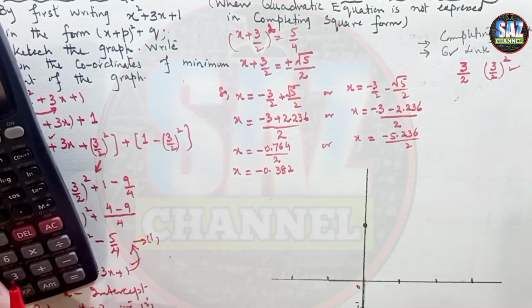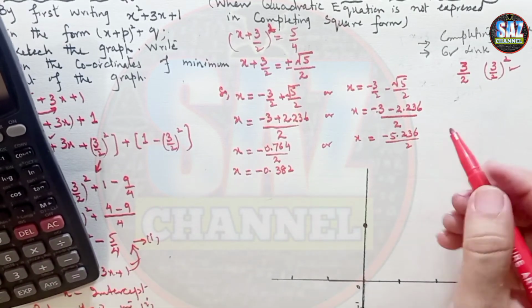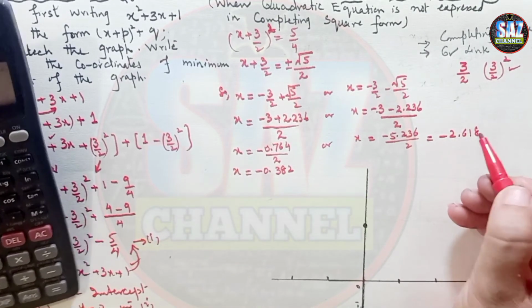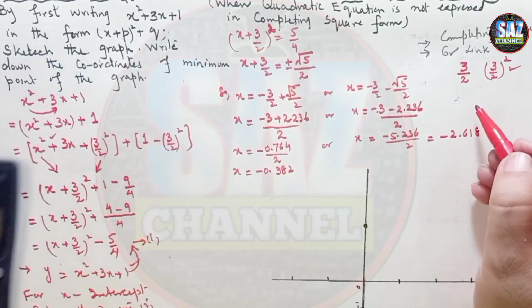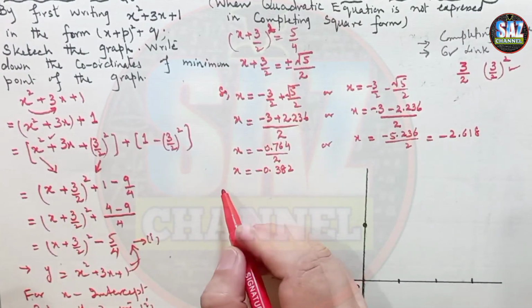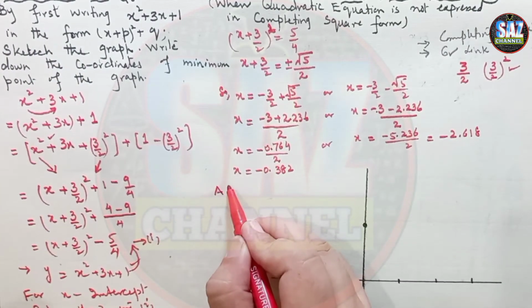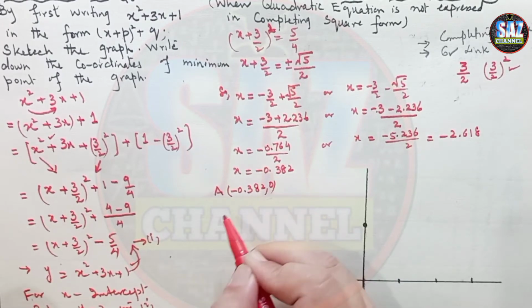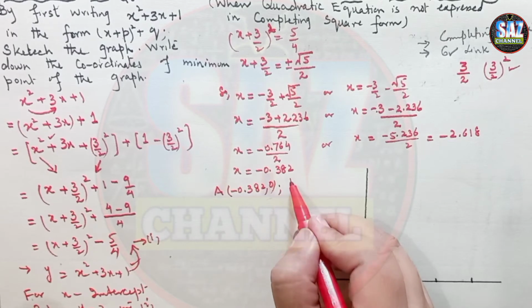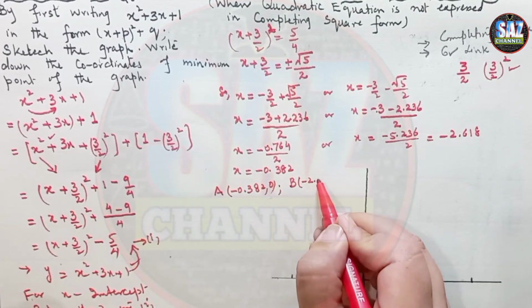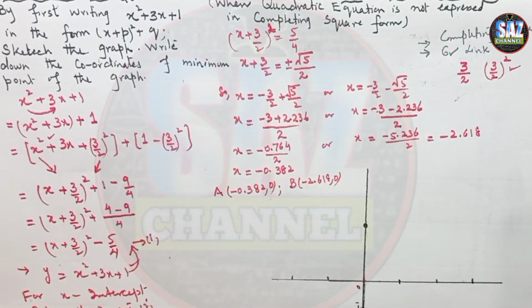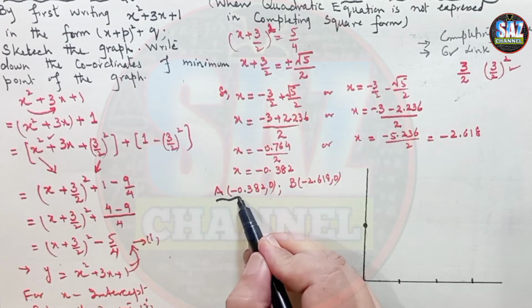5.236 divided by 2 is 2.618. So the two x-intercepts that we are getting are point A, which is minus 0.382 and 0, and point B, which is minus 2.618 and 0. Let me underline these 2 points so that my students can see this more clearly.